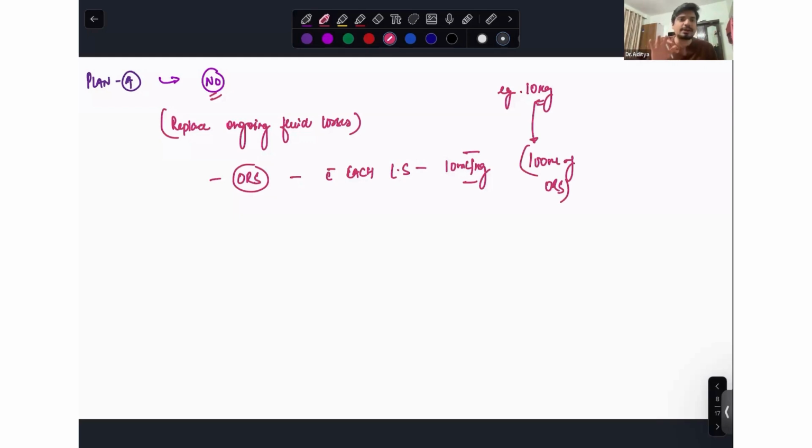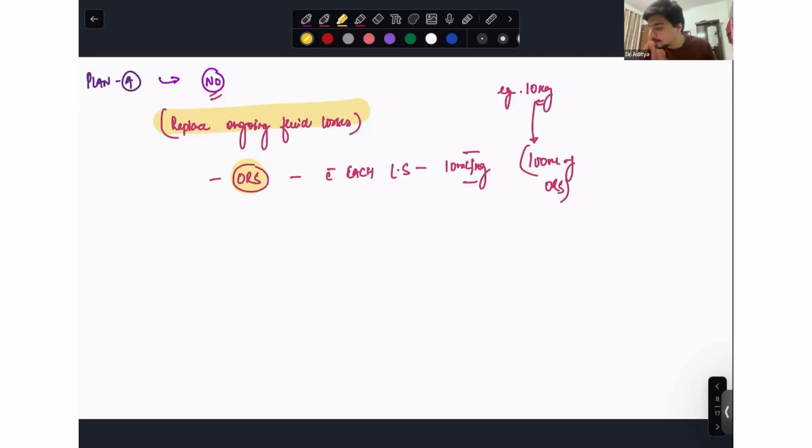Another loose stool, give him another 100 ml of ORS. That's it. You're just going to replace the ongoing fluid loss using ORS. That is plan A.